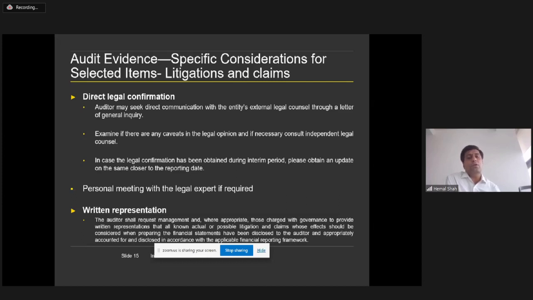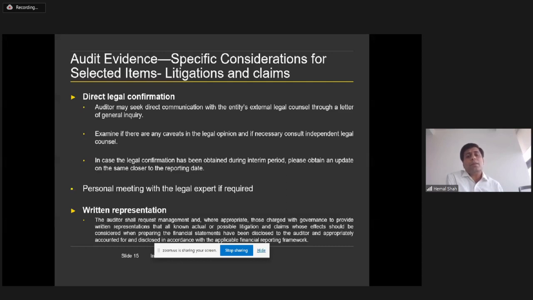So if the litigation is ongoing, say for Competition Commission, then auditor will have to write to the legal counsel as to what is the development on that particular matter in last period, and if the risk assessment has changed over a period of time from the last it was reported by the legal counsel, and if yes, what are those, and based on that the auditor will have to take a judgment.